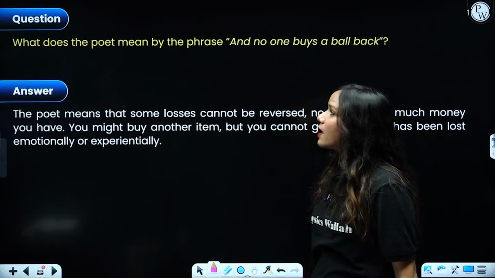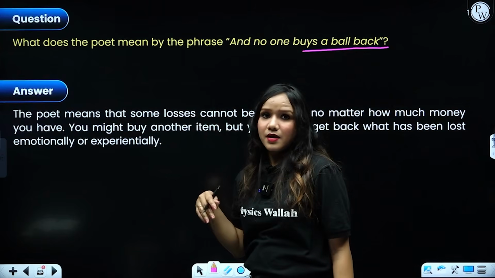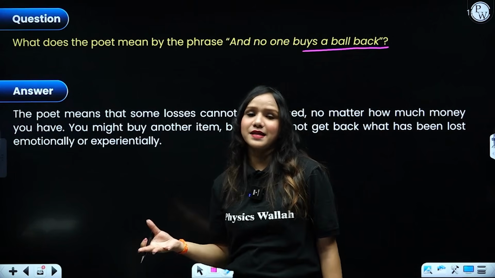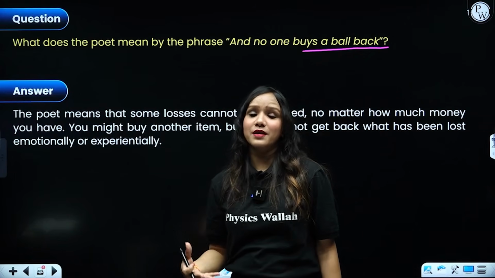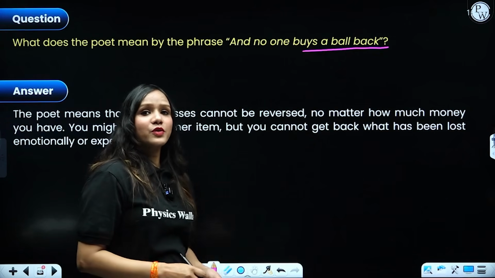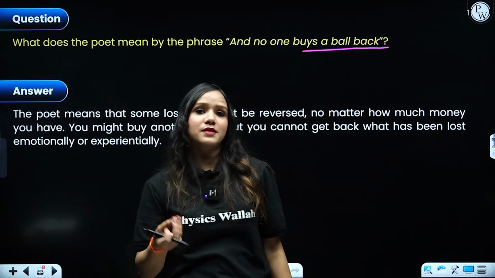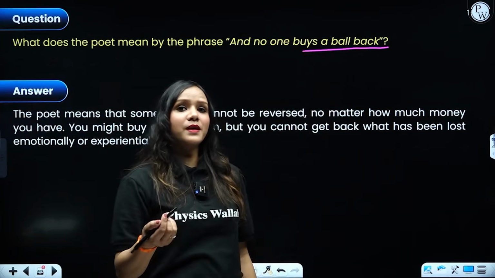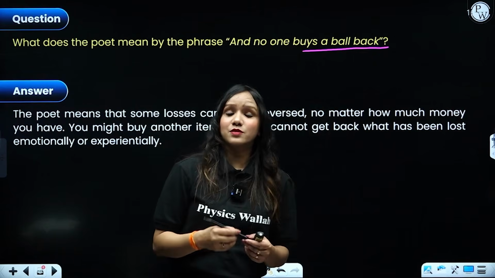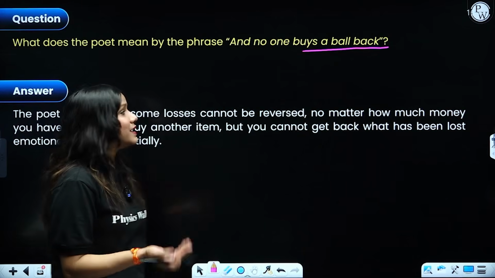Just have a look at this now. What does the poet mean by the phrase "and no one buys a ball back"? Even though you get another ball by paying next time, can you buy those memories back if your possession has some memories attached to it, right? Sometimes you are gifted a pen on your birthday by your loved ones or near and dear ones. Would you love the pen more, or the memories attached to the pen? You would remember that this was given to me by my grandfather, my granny, or my maternal uncle. So it is the feelings that matter, right?